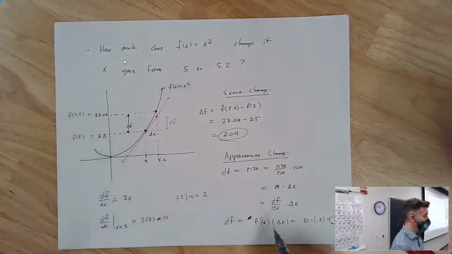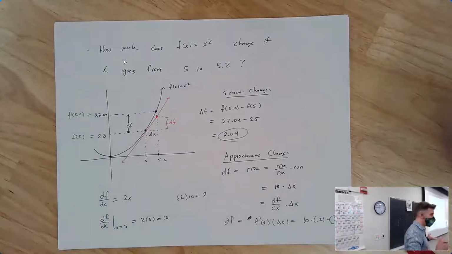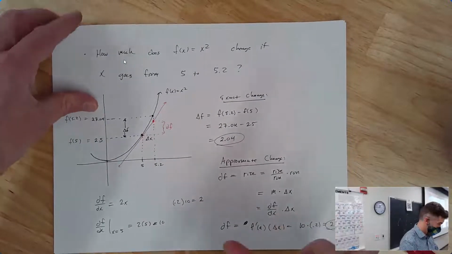When someone says the differential, you should really think of it as the rise. If you're thinking about the derivative being the slope of the tangent line, then the differential df is the rise part of that slope. So if you know what the run is, then you can say the rise over the run is equal to the slope.